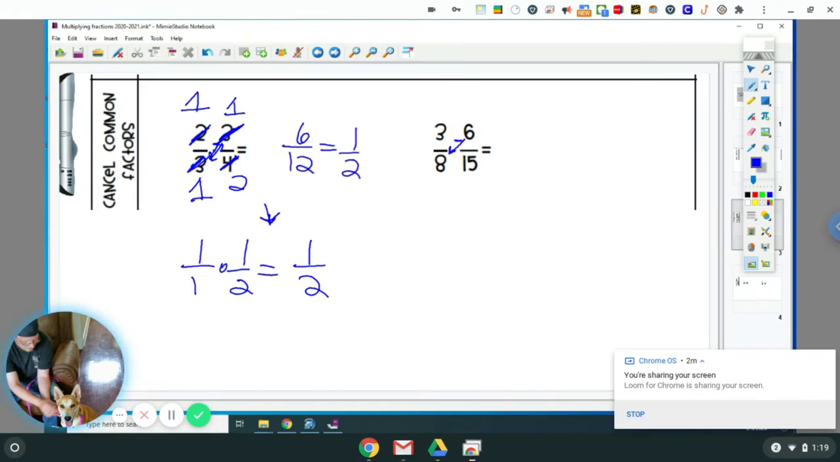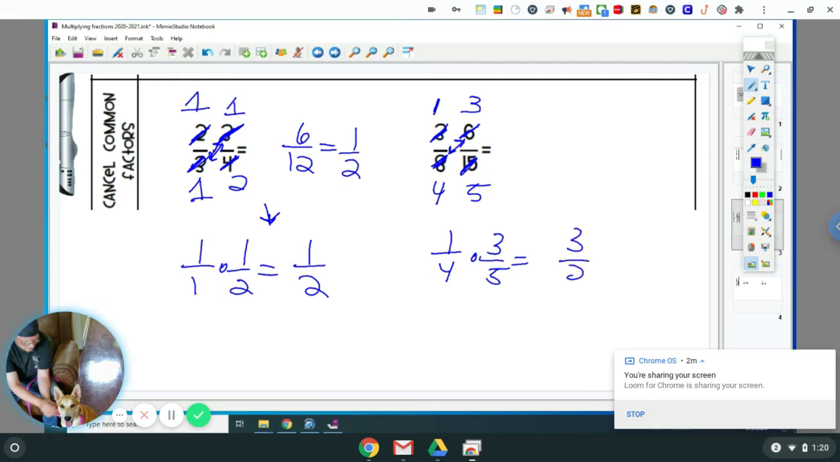Now I check the other diagonals, the 2 and the 4. The 2 and 4 share a factor of 2. So I'm going to divide 2 by 2 and get 1, and then 4 by 2, and you get 2. So now all I'm multiplying is 1 over 1 times 1 over 2, which is just 1/2. And that is your simplest form.